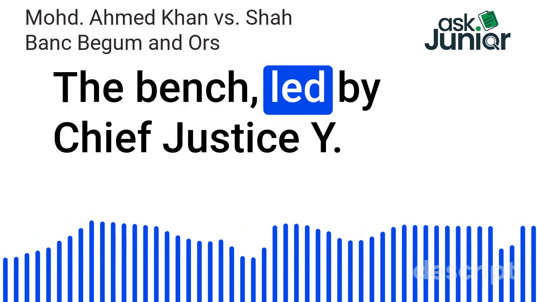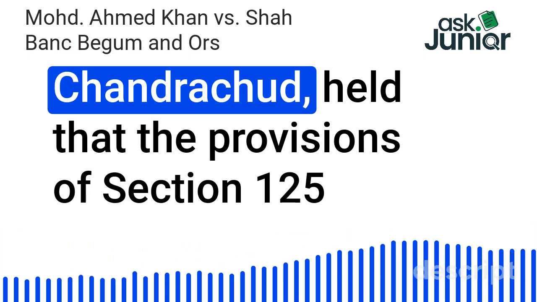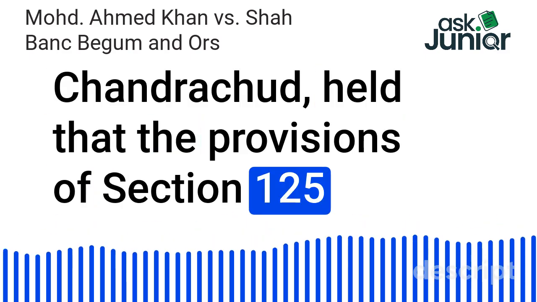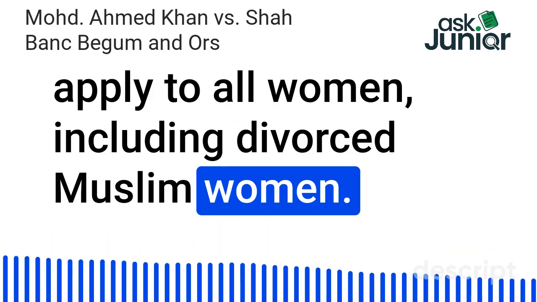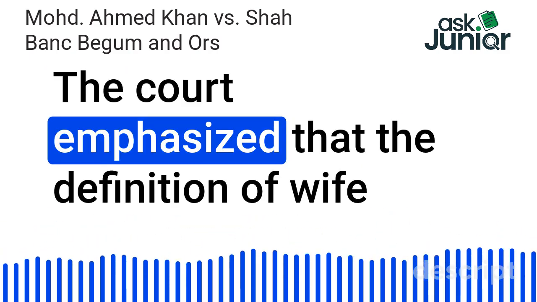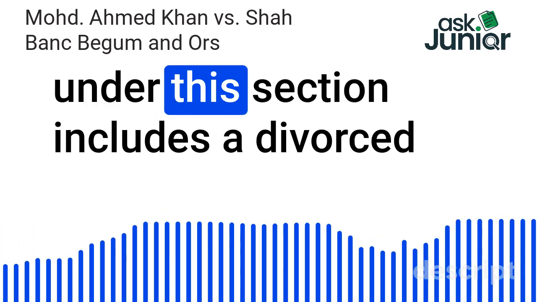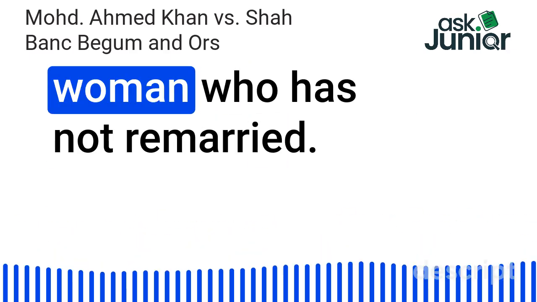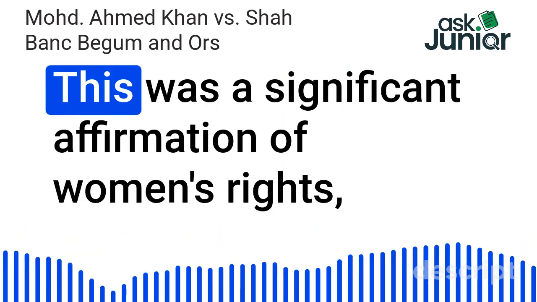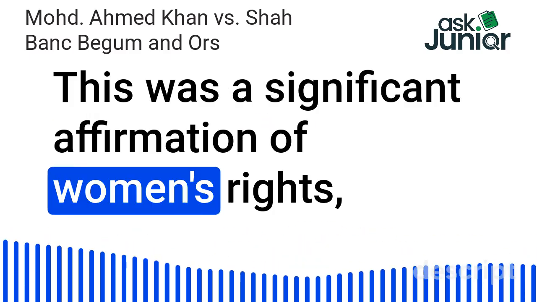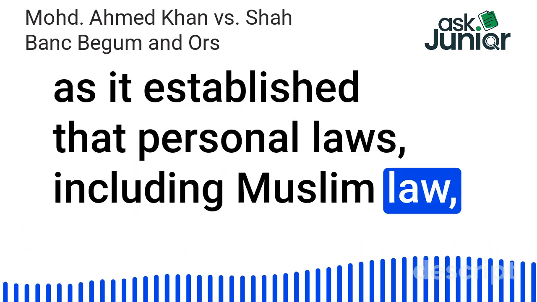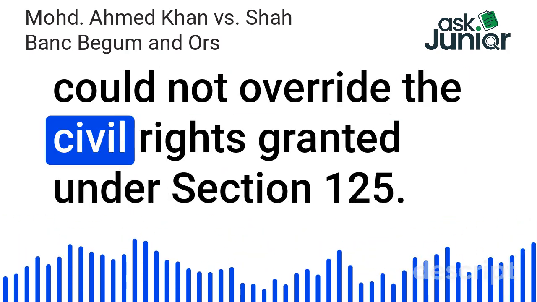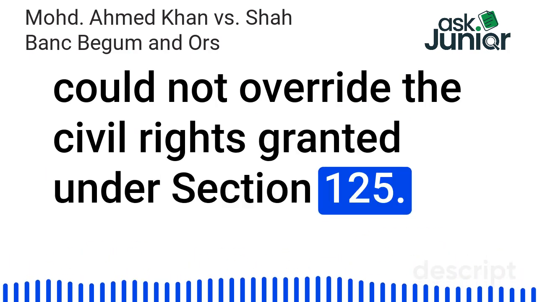The bench, led by Chief Justice Y.V. Chandrachud, held that the provisions of Section 125 apply to all women, including divorced Muslim women. The court emphasized that the definition of wife under this section includes a divorced woman who has not remarried. This was a significant affirmation of women's rights, as it established that personal laws, including Muslim law, could not override the civil rights granted under Section 125.